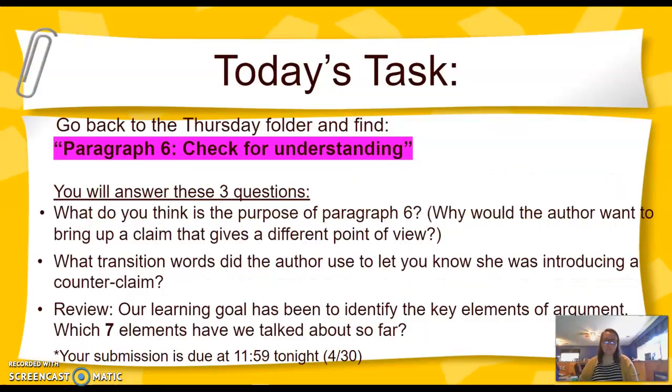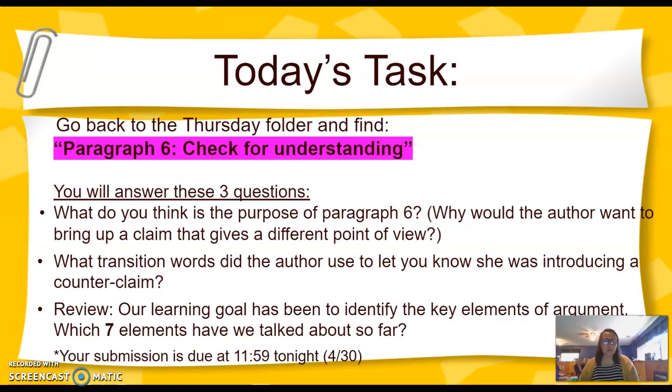All right? So here's what you're doing today. You're going back into the Thursday folder and you're finding paragraph 6, check for understanding. Really, it's paragraph 6, 5, and 4 understanding, because we're wrapping up the essay here. And you're going to answer 3 questions. You're going to tell me what you think the purpose of paragraph 6 is. So after talking about counterclaim, rebuttal, evidence, that format of writing a paragraph, why would the author want to bring up a claim that gives a different point of view in her essay? Why would she do that?